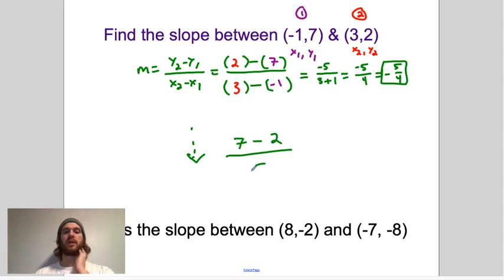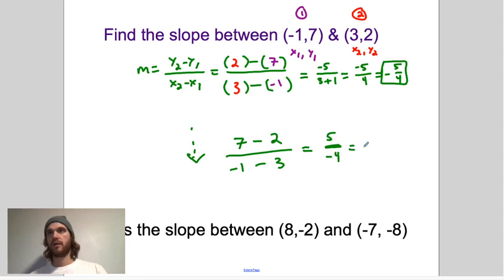And then negative 1 minus 3. 7 minus 2 gives us a positive 5. Negative 1 minus 3, those are both negative, so our answer there is negative 4. 5 divided by negative 4 is negative 5 over 4, so we still get the same answer. So it actually doesn't matter which point you call point 1 and which point you call point 2. You'll still get the answer as long as you do your math correctly.